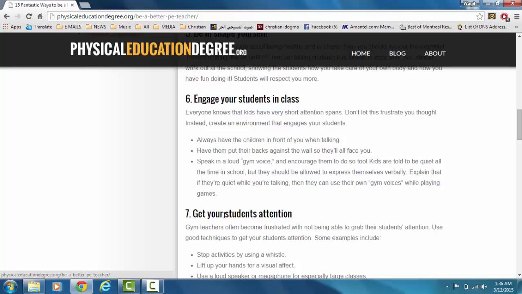The seventh point says that you have to get your students' attention. What this means is that basically don't do boring activities where kids are gonna go sit on the bench and not play. You have to get their attention so that they can be intrigued by the activity that you're doing and that they're gonna want to play.